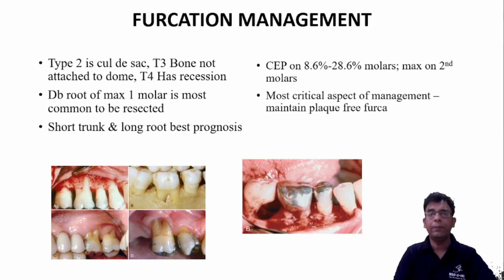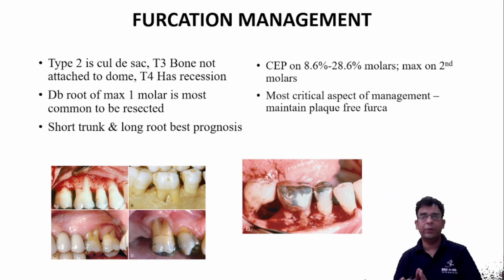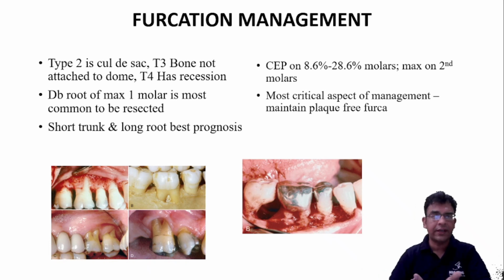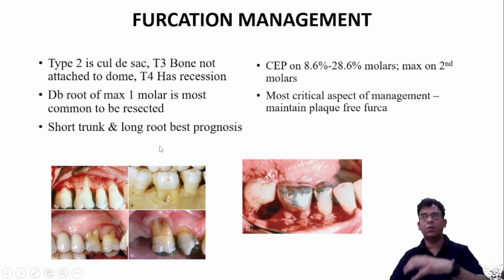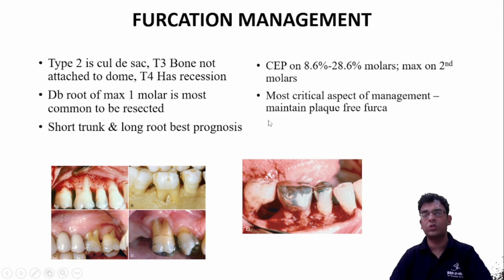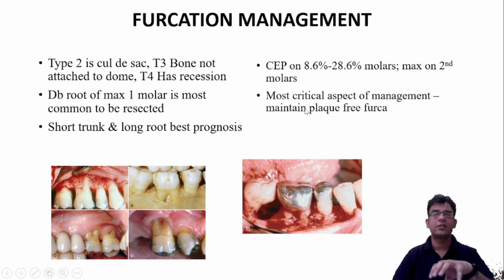Furcation is a very important topic. It remains important every time, from the classification to the management. Hemisection, root resection: which root you resect, what the types of furcation are, what root will have a good prognosis, what kind of furcation will have a good prognosis. This is important. Cervical enamel projections are very, very important, right?